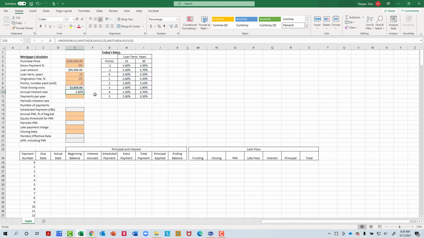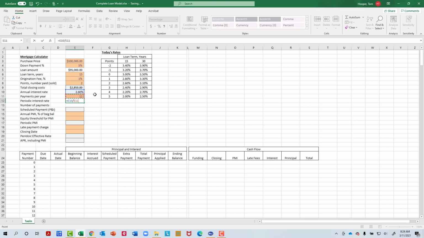The next thing we need to think about is how many payments per year. Almost every loan is going to be monthly payments, so I'll hit 12, but we could model quarterly or otherwise. Then we need a periodic interest rate. This is the only time in finance that you will get to do something as simple as take an annual rate and divide it by the number of payments per year.